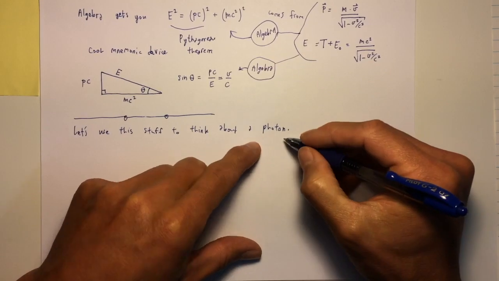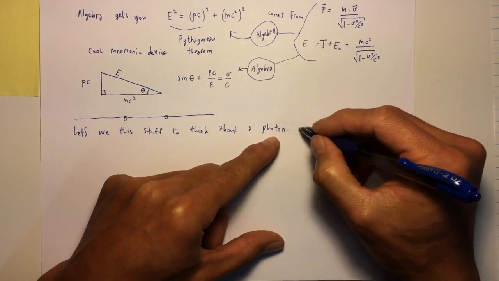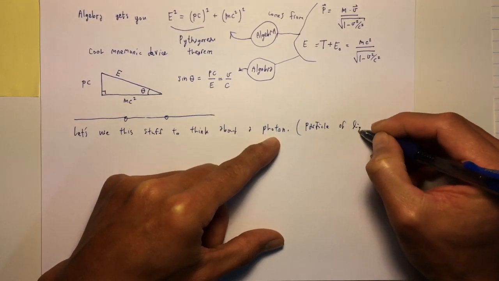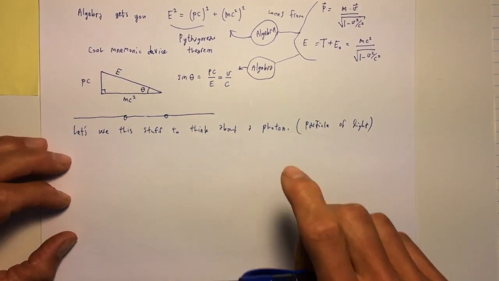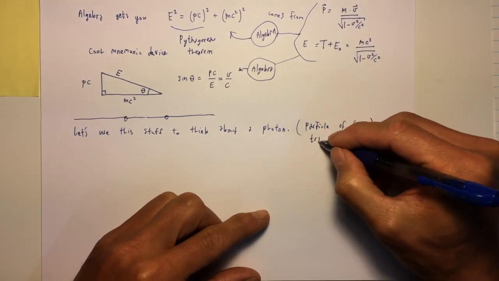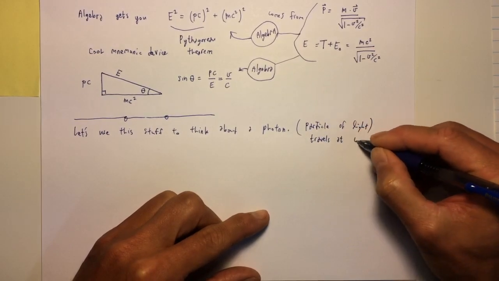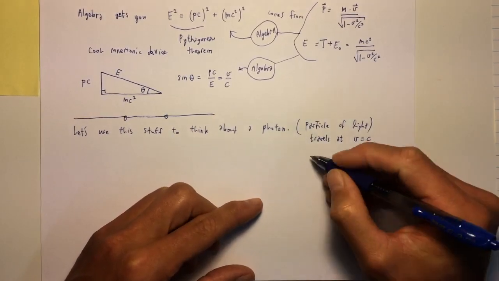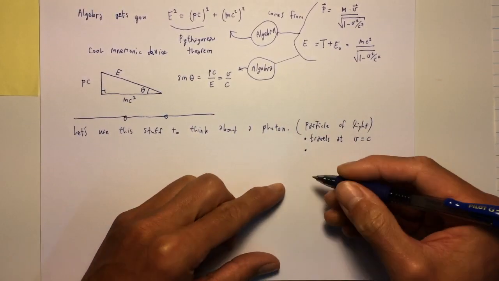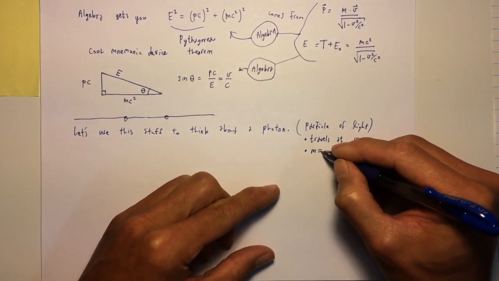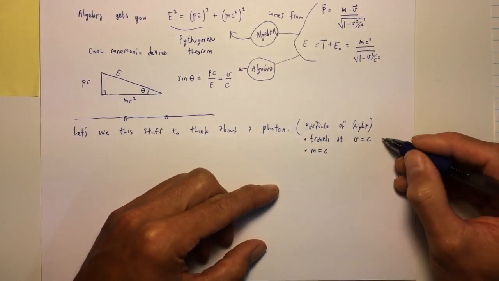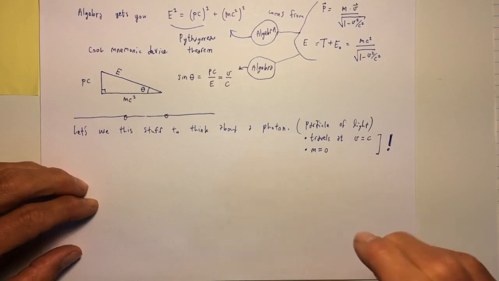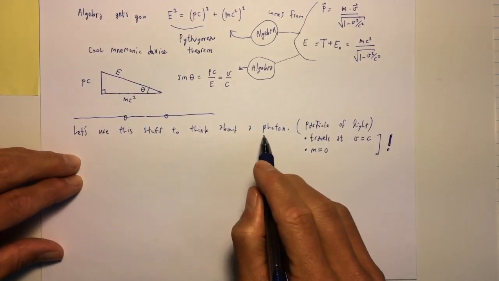A photon is a little particle of light. So photons are particles of light. This little particle of light travels at speed c, right? Light particles travel at the speed of light. But it also has the quality of having no rest mass. So these are sort of interesting. Let's use this stuff to think about the photon.